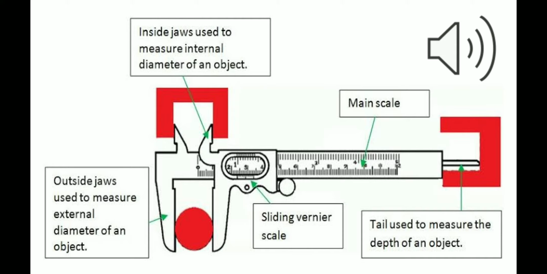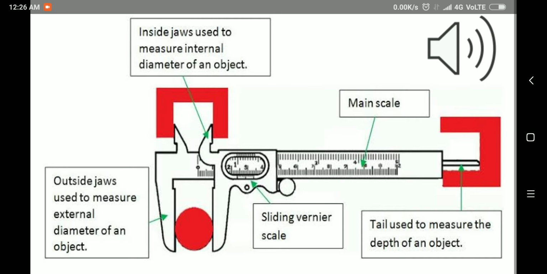Like you take a coin, you place it between these two jaws, bring them close so that there is no space between the object and the jaws, and then you can read the measurement. How to read the measurement? We will do it in the later slides, but this is how the outside jaw works. We go to the other slide.